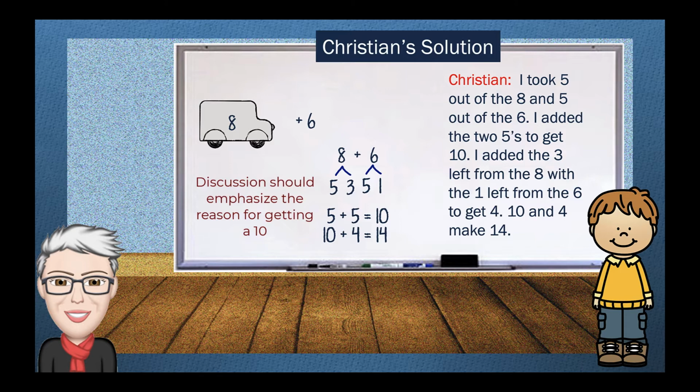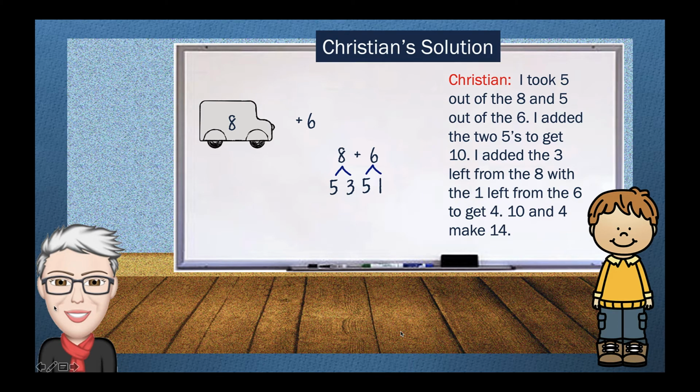And it is important that the teacher use numeric notation to record Christian's thinking. Here we show one way to do so. Another way is to draw a loop around the 2 5s and show that they make 10, similar to notation we showed for the previous 2 solutions.